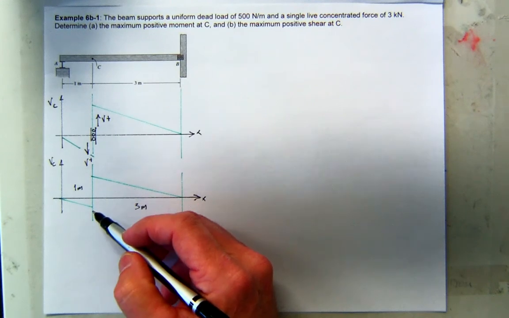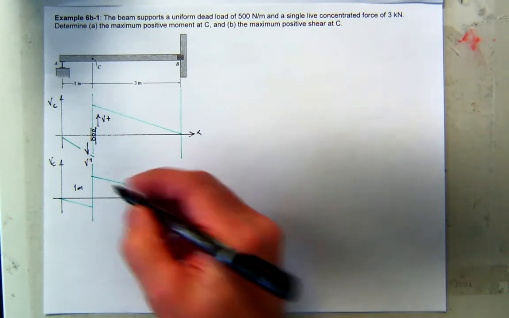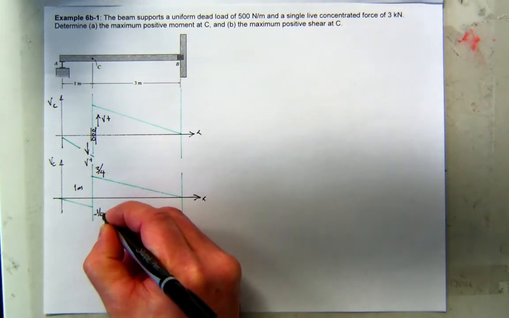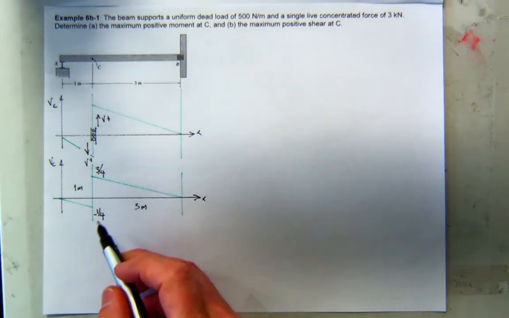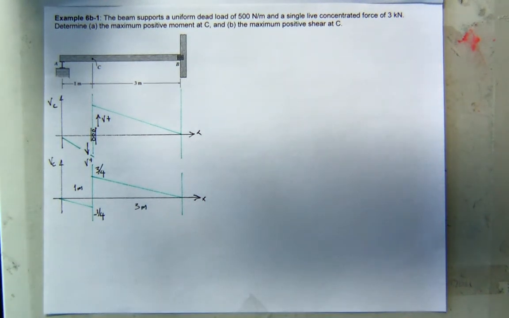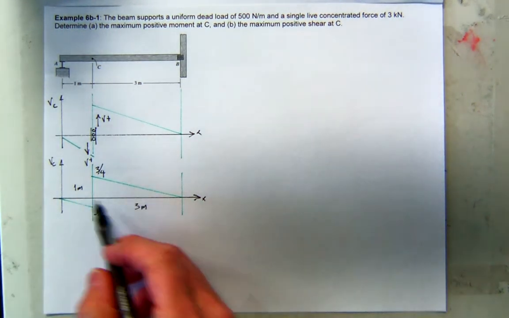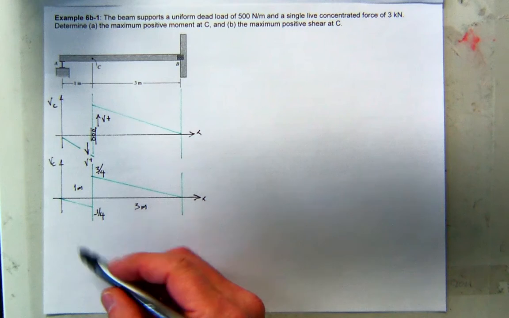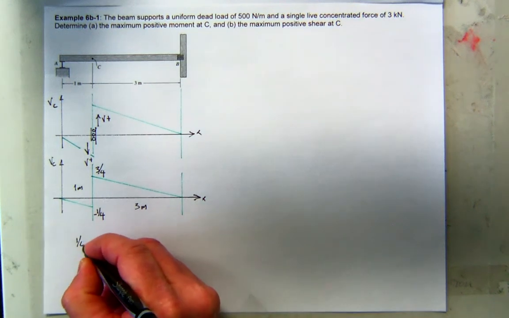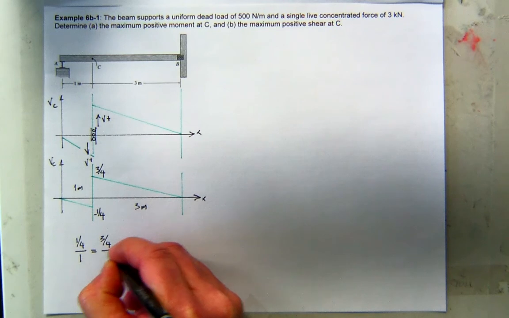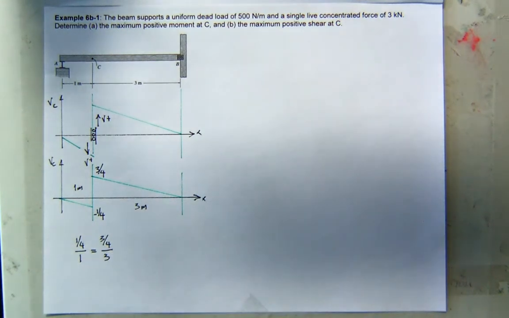So 3 plus 1 is 4, so it's quarters. So this should be 3/4, and this should be 1/4. 1/4 is to 1 as 3/4 is to 3. So it's always going to be a function of the dimensions. And you can always go back and check it. 1/4 over 1, is it equal to 3/4 over 3? Yes, it is.